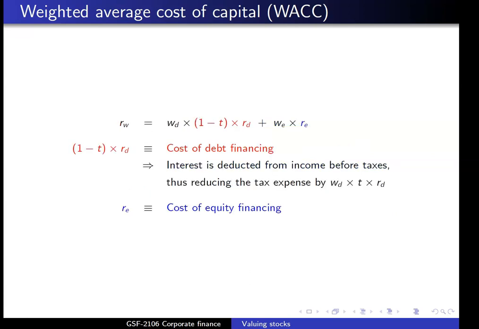The cost of debt here is the interest rate paid on debt. If debt was issued today, what rate would have to be offered by the company so that investors buy the debt? So that's RD. Now debt is subtracted from earnings before interest and taxes before taxes are paid. So debt is tax deductible. So we don't use RD directly in the cost of capital, but we use RD times 1 minus the tax rate. So after-tax RD. And RE is the cost of equity financing.